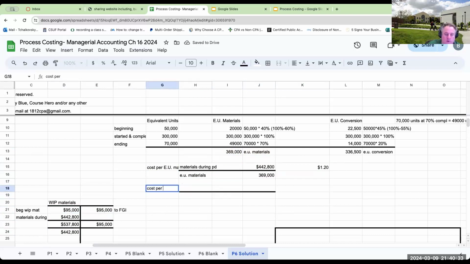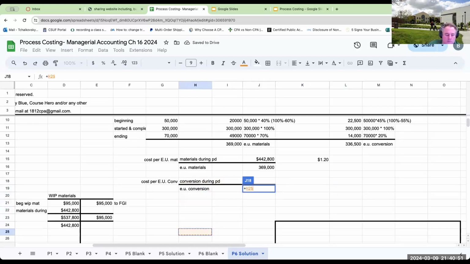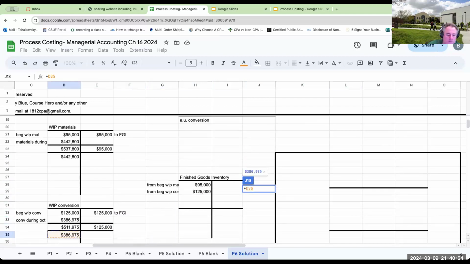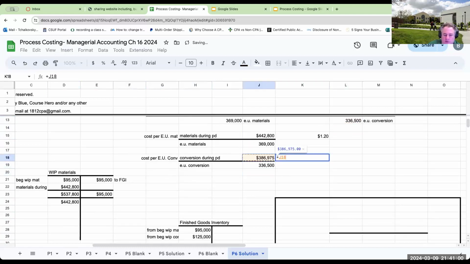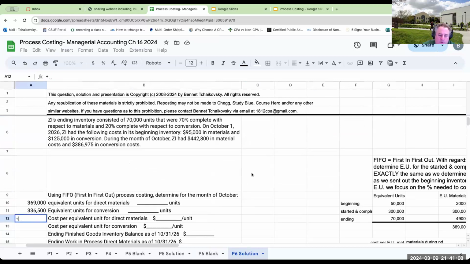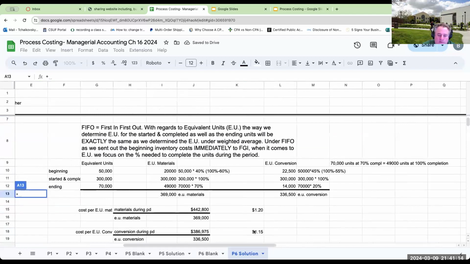My cost per equivalent unit for conversion is going to be conversion during the period divided by the equivalent units for conversion. So this is going to be 386,975, and I'm going to be dividing this by 336,500. My cost per equivalent unit for conversion is going to be $1.15. So now that we have this, materials is $1.20 and conversion is $1.15.